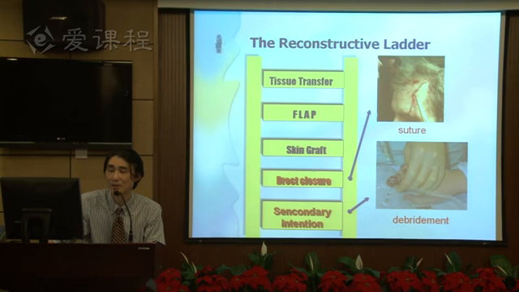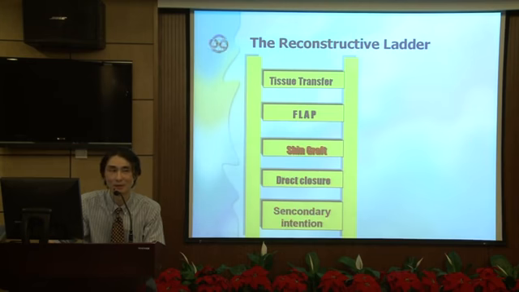The second step is secondary intention. But if you select secondary intention, you must do a debridement of the injured tissue. So this is the second step in the tissue reconstructive ladder. The third ladder is skin graft. It's very, very important in plastic surgery. Skin graft technique is also most important now in plastic surgery.